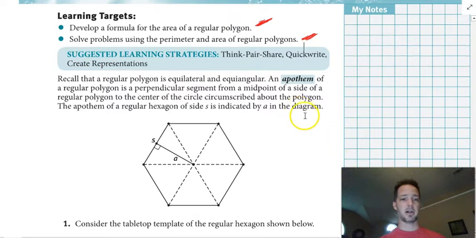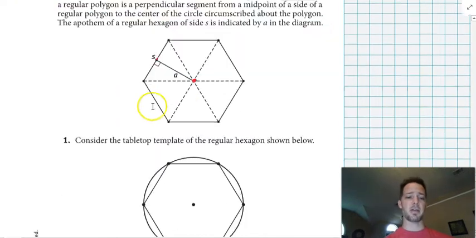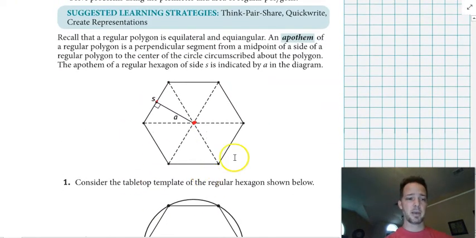First, recall that a regular polygon is equilateral and equiangular. So all of the sides are equal and all of the angles are equal. An apothem of a regular polygon is a perpendicular segment from a midpoint of a side, so from point S, to the center of what would be an inscribed circle around that shape. So if I draw this point here, that would be the center of a circle inscribed around that shape, as you can see in the diagram.